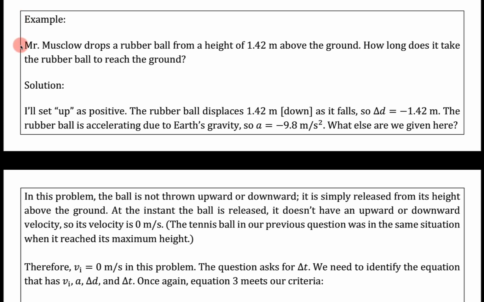This example says, Mr. Musklo drops a rubber ball from a height of 1.42 meters above the ground. How long does it take the rubber ball to reach the ground? This is a good example to end with because it might not really appear that we're given hardly any information in this problem. The only number that we're actually given is this 1.42 meter number.